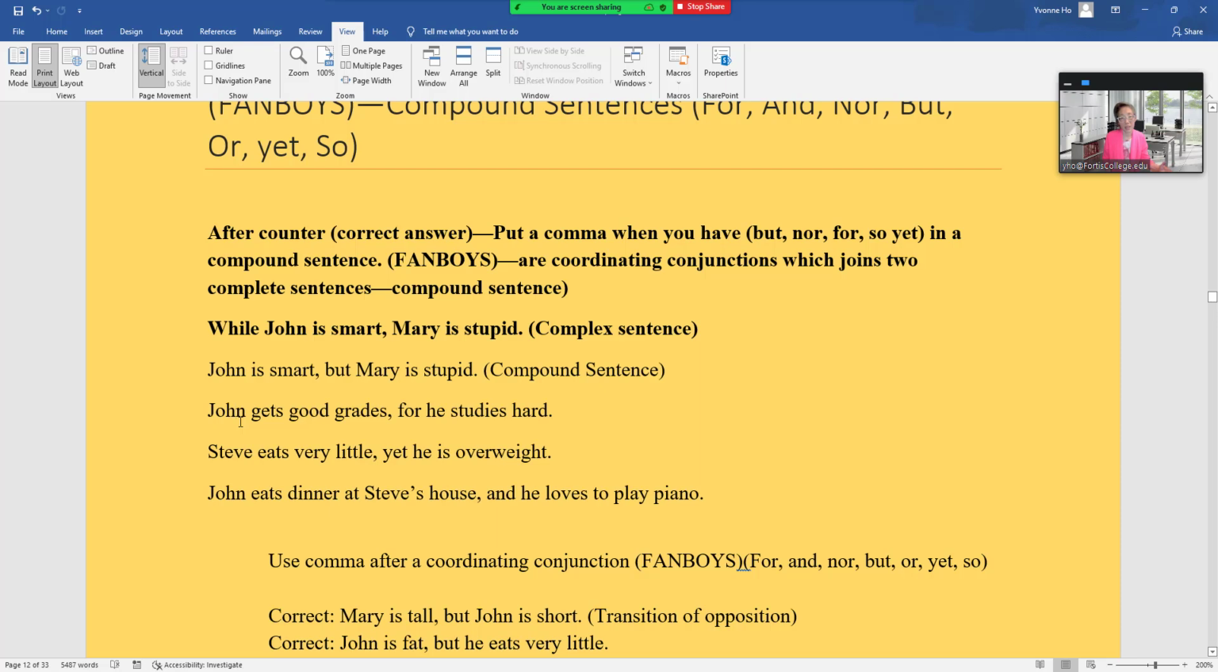John gets good grades, comma, for he studies hard. Another meaning for the word for is because. So in this sentence, the word for is used to mean because. And in British English, they use for very, very frequently like this. But American English, not so much. In American English, we tend to say something like, John gets good grades because he studies hard. But in Britain, they tend to say, John gets good grades for he studies hard. And can you guess which one of the two is more formal?